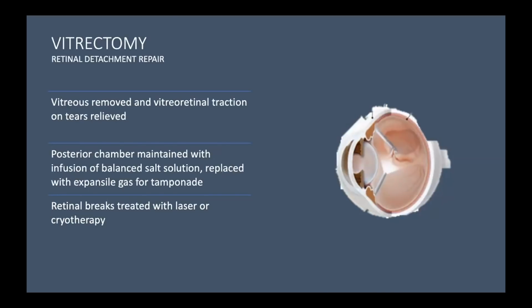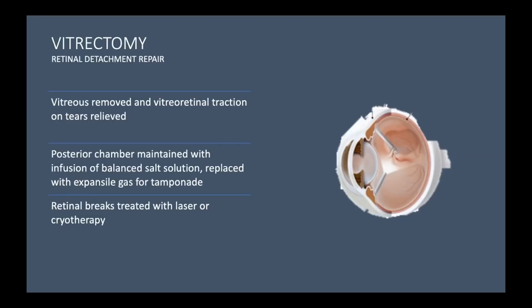Another method of repairing a retinal detachment is vitrectomy surgery. Vitrectomy is a general term for removal of the vitreous gel. And in this case, the vitreous is removed and vitreoretinal traction is relieved from the tears. The posterior chamber is maintained during the surgery with a constant infusion of a balanced salt solution. And at the end of the case, it's replaced with air and then an expansile gas, which remains in the eye and creates a tamponade of the retinal breaks until it's gradually reabsorbed by the eye.